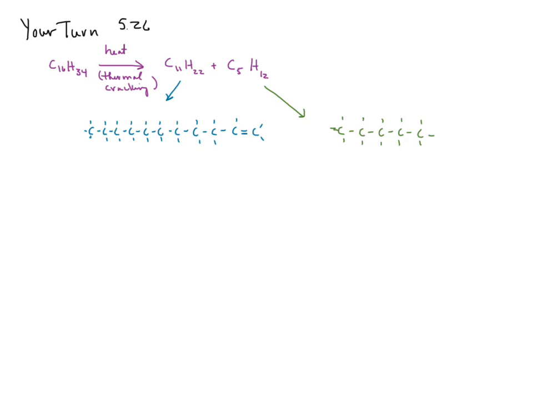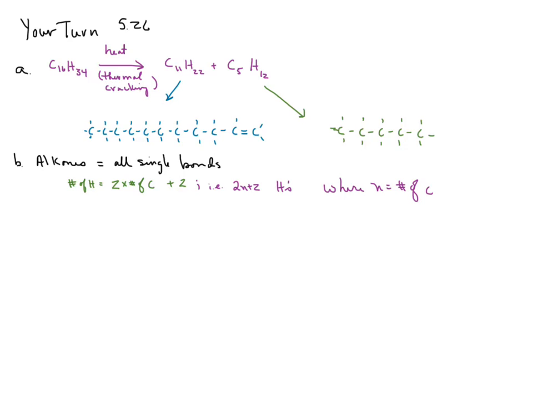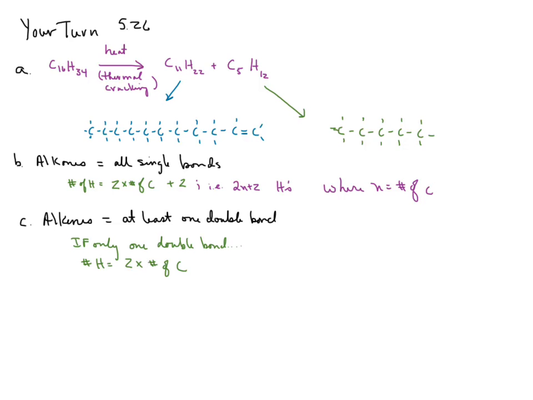All right, so that was A. And then B and C ask you to see if you can find a pattern. The pattern for number of hydrogens for an alkane, where there's only single bonds, is 2 times the number of carbons plus 2, or 2n plus 2, where n is the number of carbons. Then they said, consider what if you have just one double bond? Then the number of hydrogens is going to be equal to 2 times the number of carbons, or 2n.